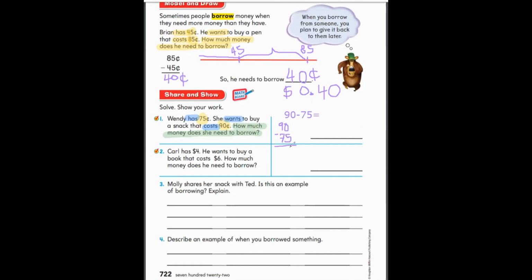0 minus 5, I can't, so I have to ask the neighbor. So this is going to be 10 now, and this is going to be 8, because this 9 has to give 1 to the 0. So now we have 10 minus 5 is 5, and this 9 now is 8. 8 minus 7 is 1. So she needs 15 cents.